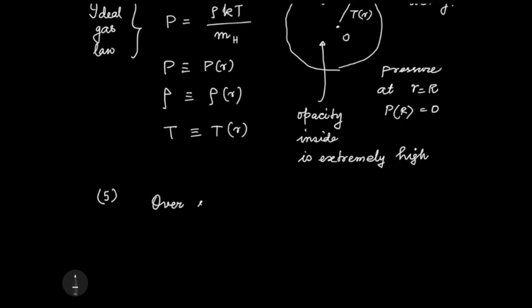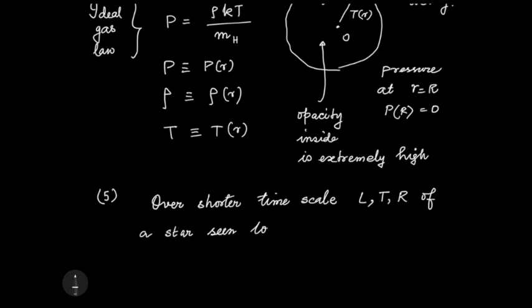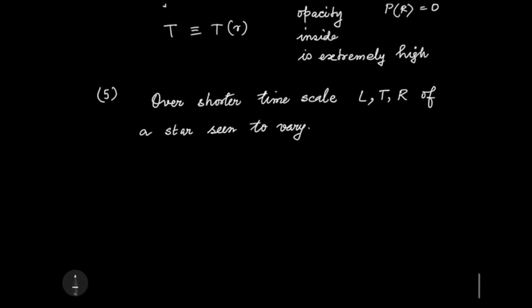Now you will see over shorter time scales, shorter means can be few days, luminosity, temperature, radius of a star are seen to vary. So it is observed that these quantities vary in a time scale of days, which means I cannot parameterize my star in terms of any of these quantities.